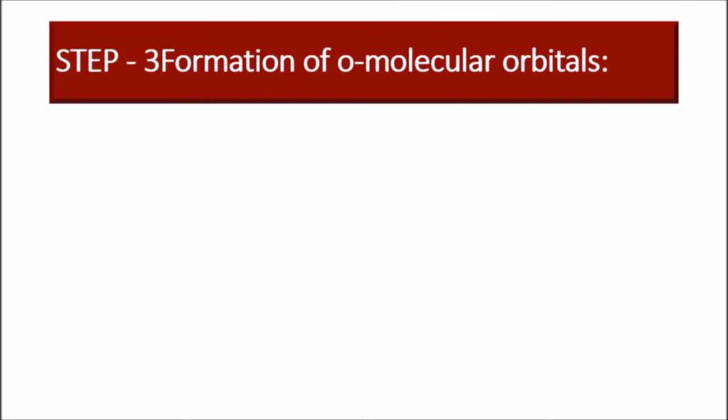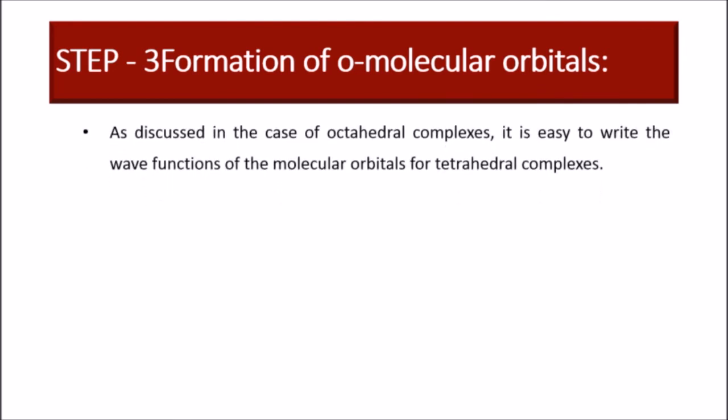Now step 3, that is the formation of sigma molecular orbital diagrams. As discussed in the case of octahedral complexes, it is easy to write the wave function of the molecular orbital for tetrahedral complexes as well. We have a wave function associated with A1 symmetry, A1, right? A1, not 2, it is a typographical mistake. A1 star, and that is represented as N1 a1s plus or minus half of sigma 1, 2, 3, 4 for all positive interaction.